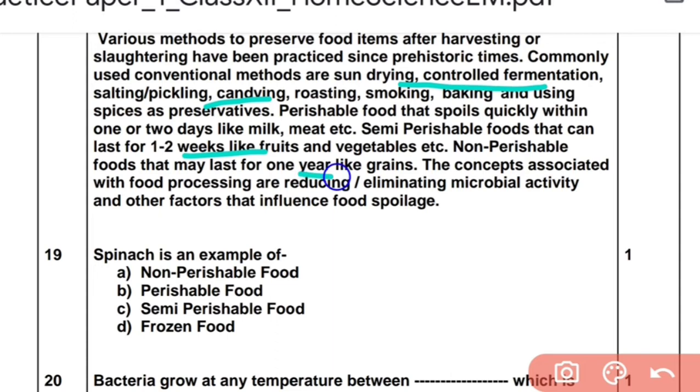Non-perishable foods that last for 1 year, like grains. So these are 3 types of foods. Along with this, we had packaged foods. The concepts associated with food processing are reducing or eliminating microbiological activity. Microbes destroy the food and deteriorate the quality of food, which causes food spoiling, and other factors which influence food spoilage. This is a very important chapter.